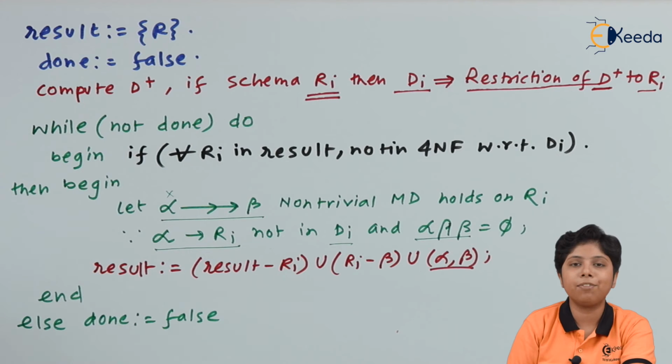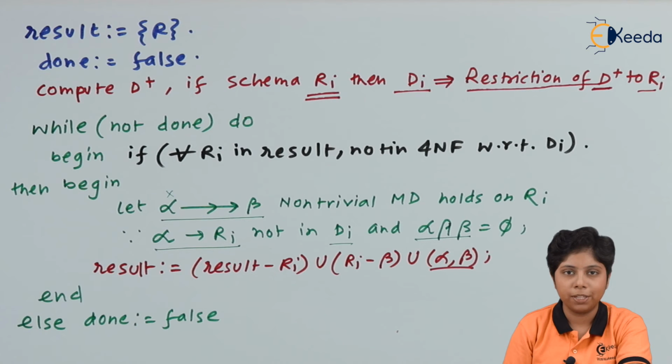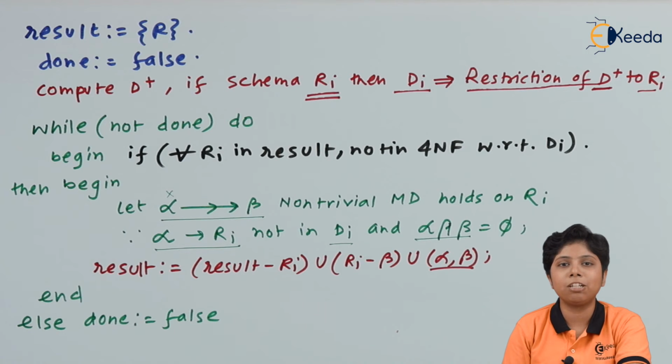Now finally, if there is no such thing, then we make done equal to false and we need not continue the loop further. Now if we perform this decomposition algorithm on our relationship set, that is ID, department, street and city, we will get two relations. Now see how to perform this.